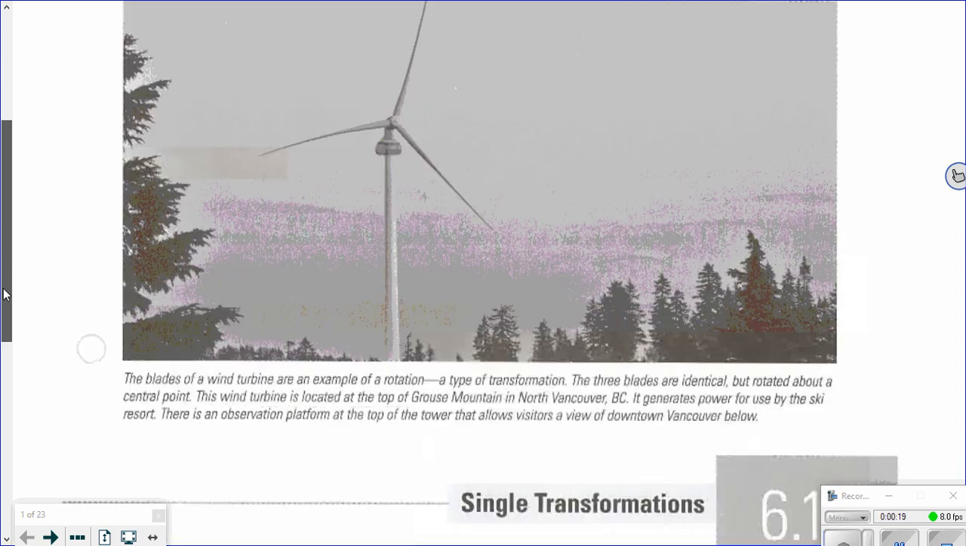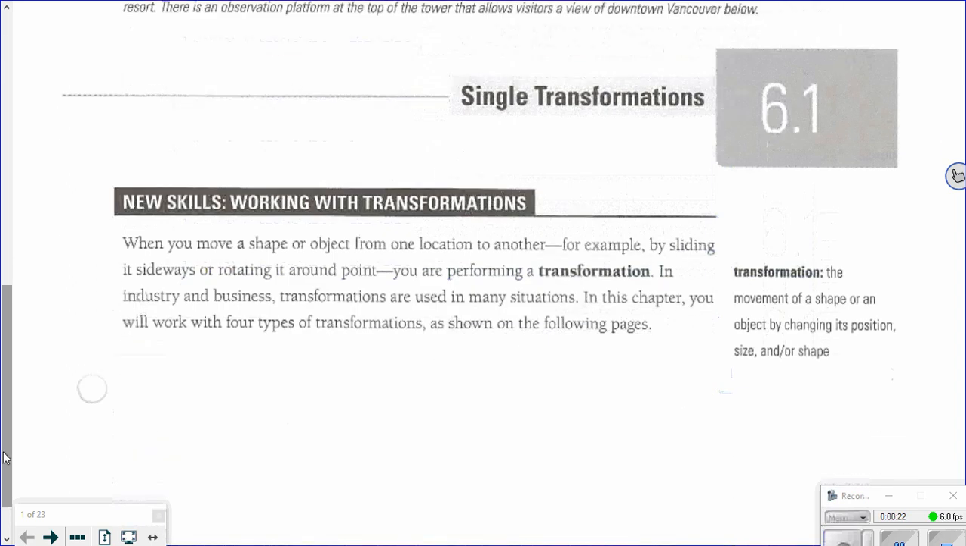So chapter 6 starts with the idea of single transformations. 6.1 is all about single transformations, or just doing one transformation at a time. When you move a shape or object from one location to another, for example, by sliding it sideways or rotating it around a point, you're performing a transformation. In industry and business, transformations are used in many situations. In this chapter, you will work with 4 types of transformations as shown on the following pages.